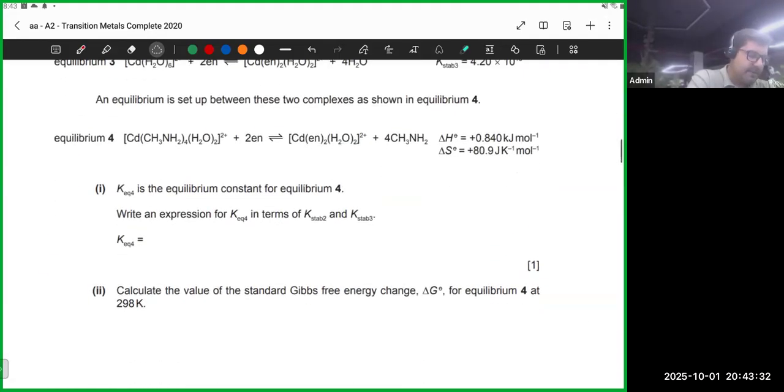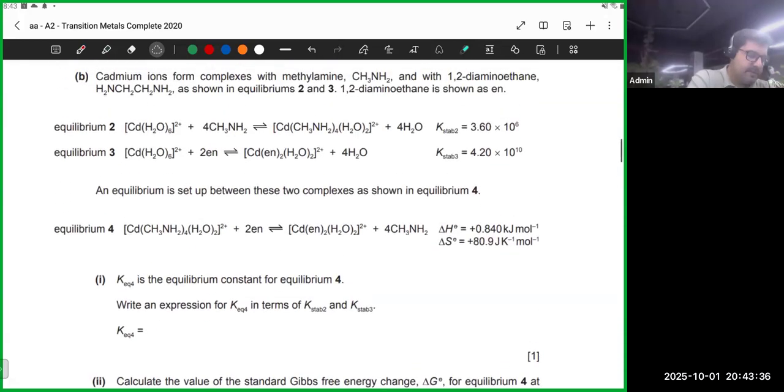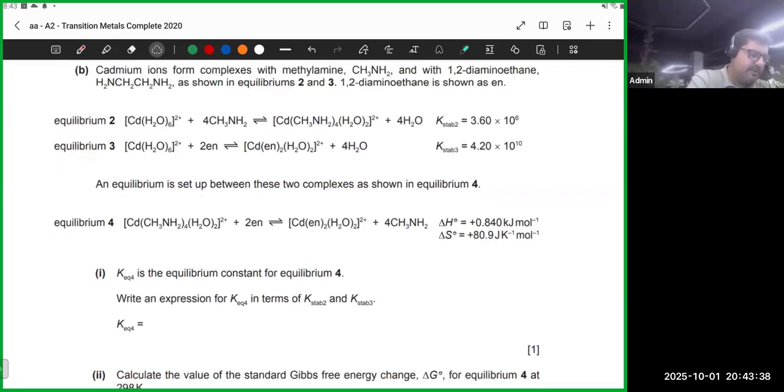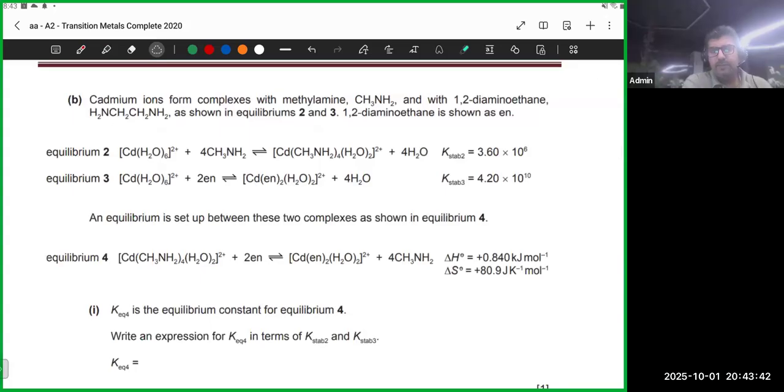So now I've got this one. I think all of them, equilibria 2, 3, 4, are ligand exchange reactions. So write an equation for equilibrium 4 in terms of K-stab 2 and K-stab 3.